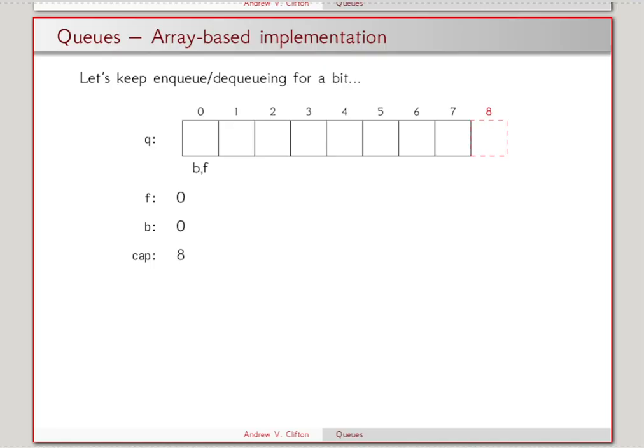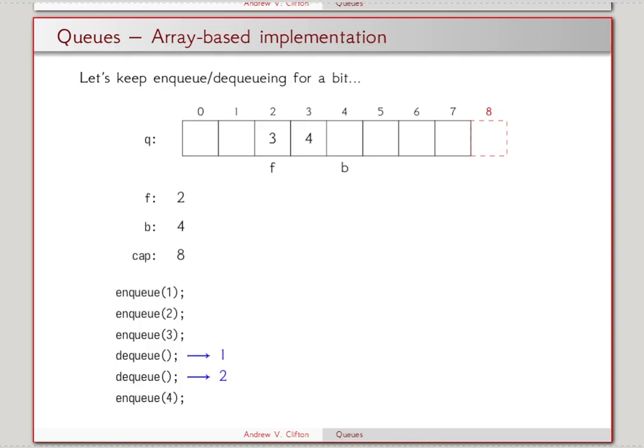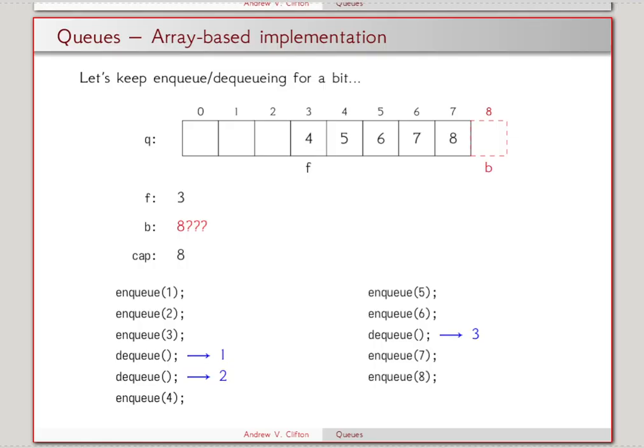So let's just keep NQing and DQing for a little bit and see how things play out. We'll NQ 1, and then 2, and then 3. So this is where we were before. Then we do a DQ. We DQ 1, that moves F up. We DQ 2, that moves F up. Then let's NQ a few more things. We'll NQ 4, 5, 6. And then maybe we'll do a DQ, so we DQ 3, then we'll NQ 7, and then NQ 8.